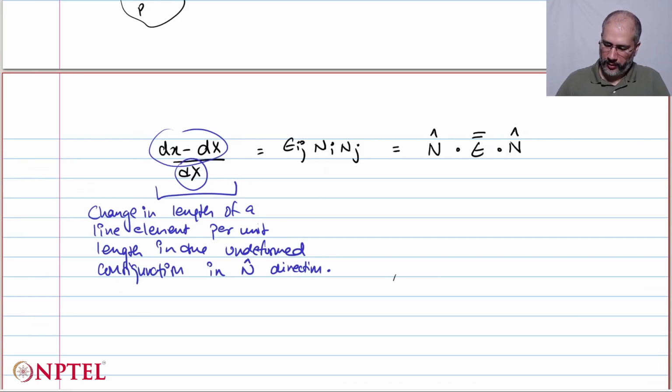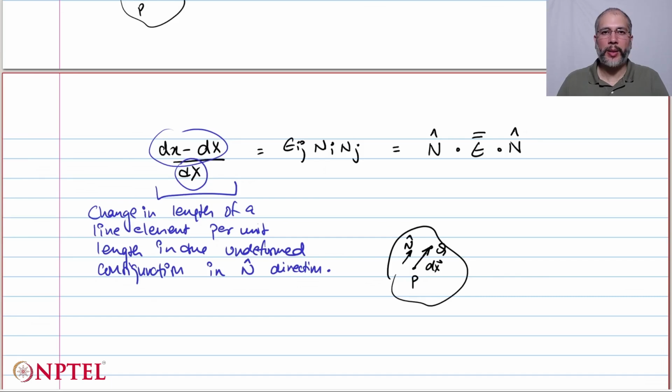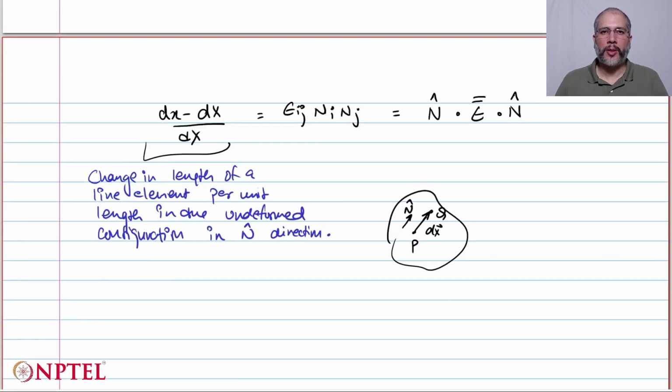So if you have the undeformed configuration and this is P and this is Q, so this vector is d capital X and a unit vector in this direction is n hat. So the n hat vector will help us identify where we have taken the point Q. And this is what our intuitive understanding of strain has been. Remember, in high school we used to write strain as change in length upon unit length. So this is exactly what we were discussing till now.